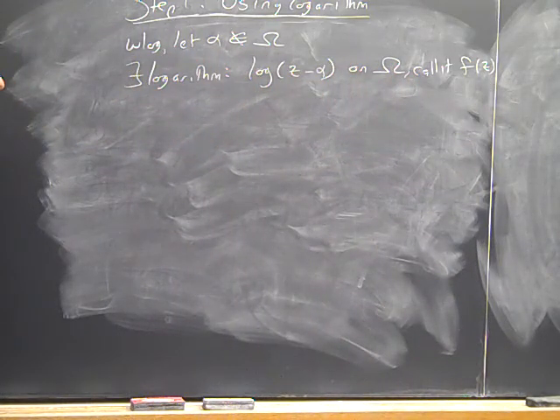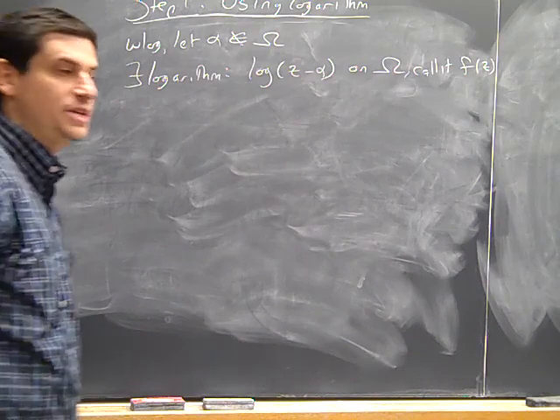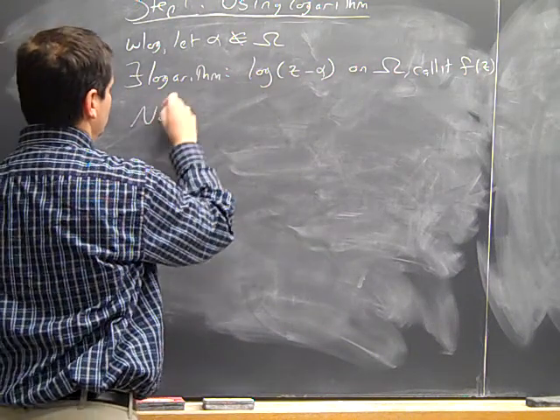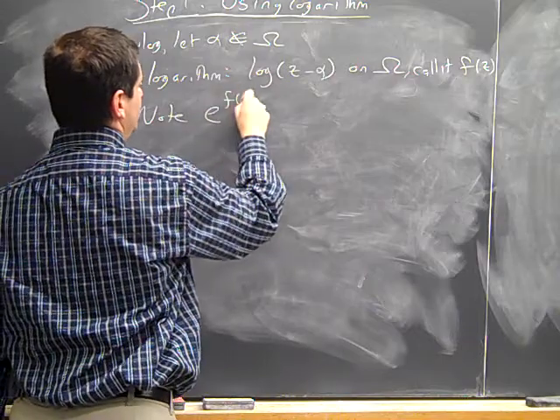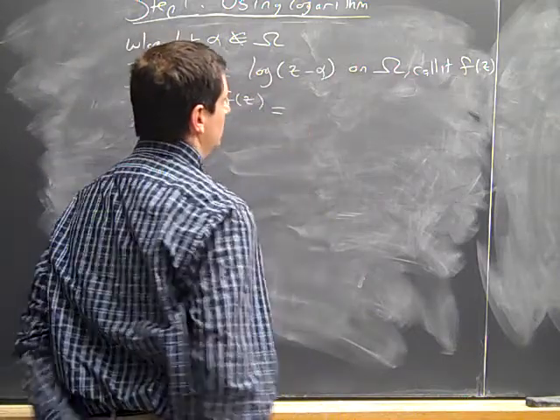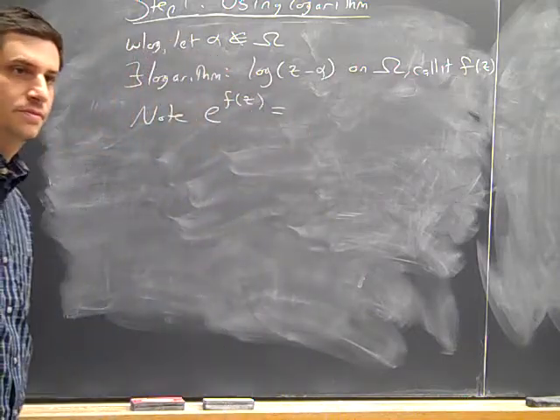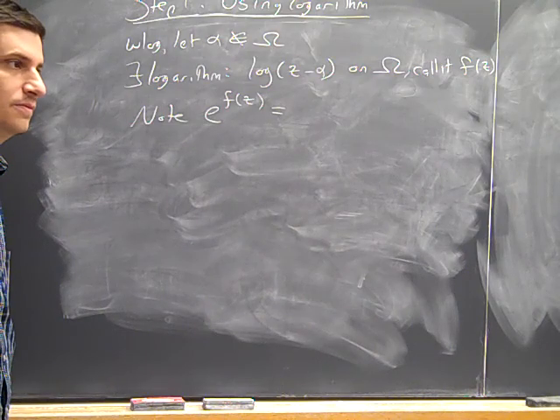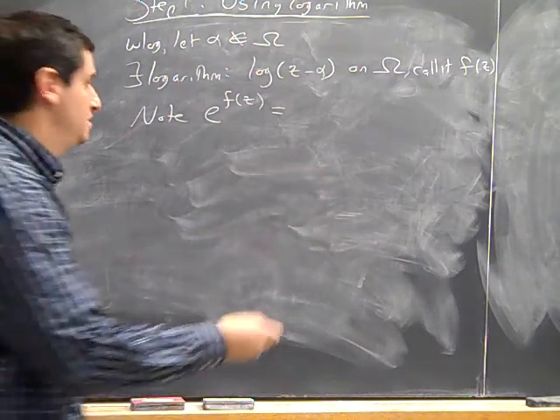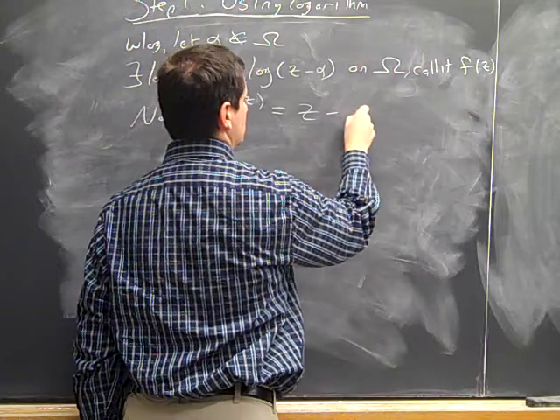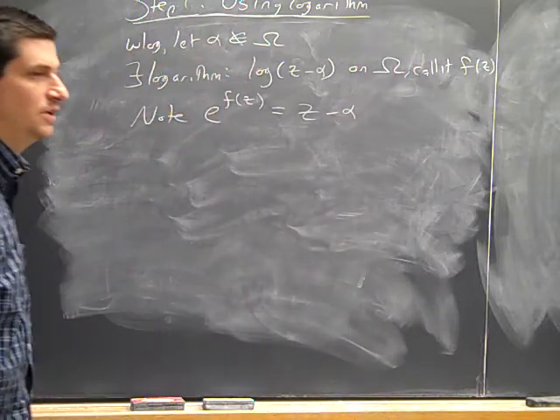Alright, so there's a nice function that whenever you see the logarithm goes hand in hand with the logarithm: the exponential. So note, e to the f of z is what? It's z minus alpha. Okay?